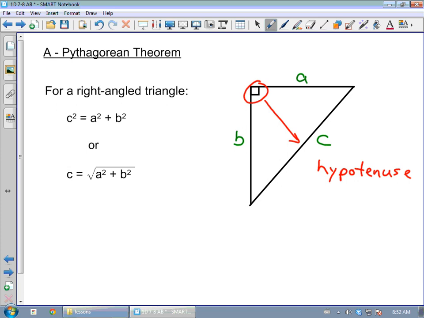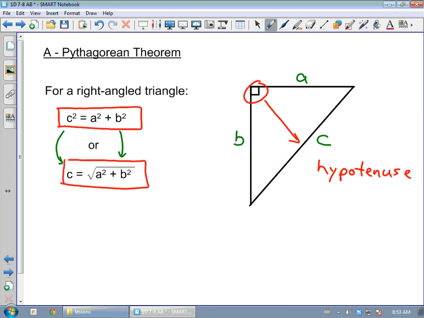How are the lengths of these three sides related? Well, they're related by what is called the Pythagorean theorem. For a right-angled triangle, the square of the length of side C, or C squared, is equal to A squared plus B squared, the lengths of the other two sides squared and then added together. Or, if I take the square root of both sides, I can write that C equals the square root of A squared plus B squared.